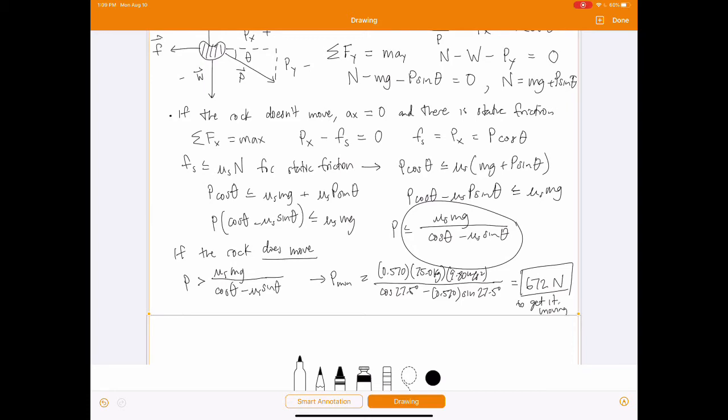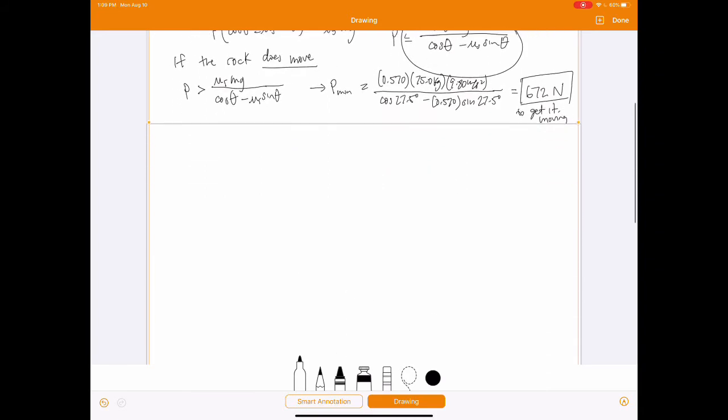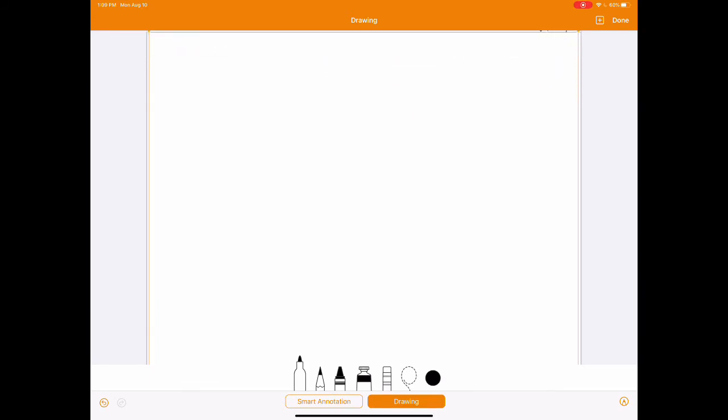Okay? So again, the logic was we used the static friction inequality to say that as long as you're pushing with a small enough force, the rock won't move. If you're pushing more than that force, the rock will move. And so we found what is that line between moving and not moving? It's 672 newtons. So you have to push with at least that much force if you want to get it to start moving. Okay, here's the next thing.